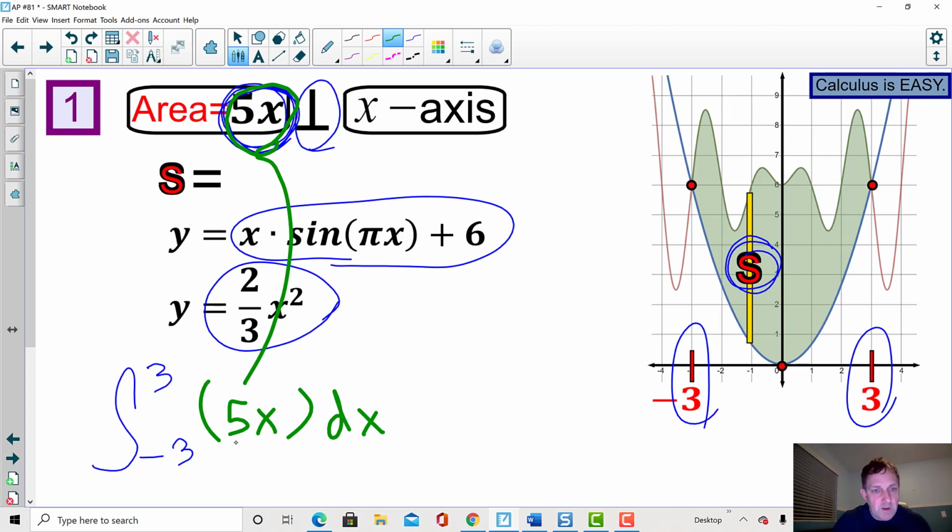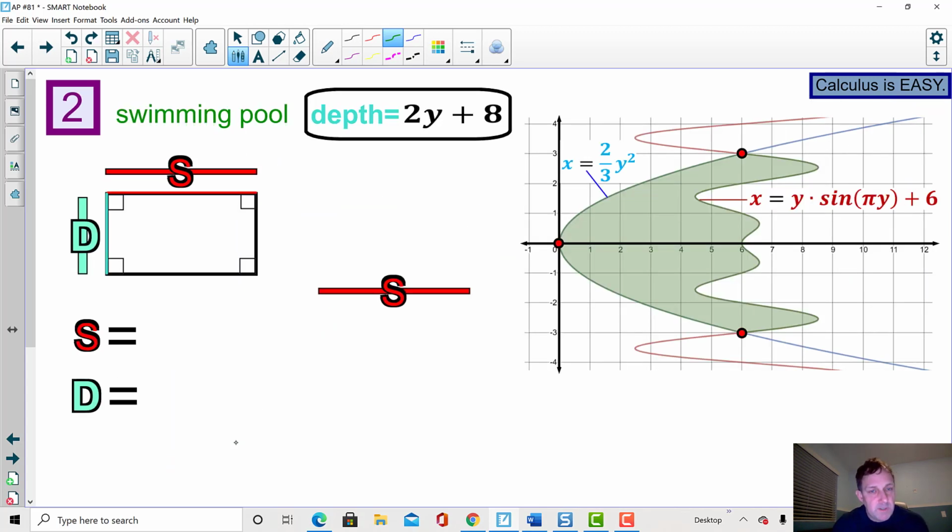All right, let's go look at our last example. Number 2 is our last one. This is another really weird one. So on our homework today, we're still going to have all those easy ones, you know, with the squares and the rectangles and the semicircles and that kind of stuff. But we're also going to have a swimming pool example.